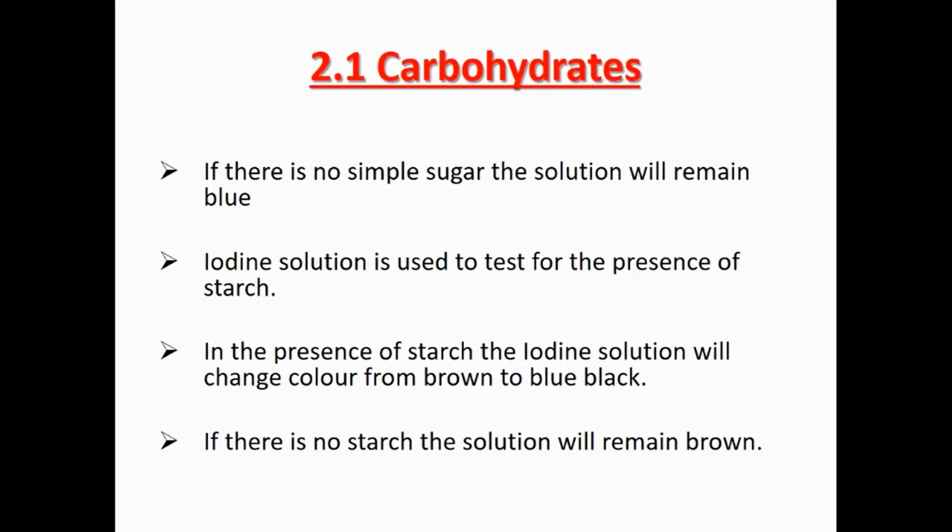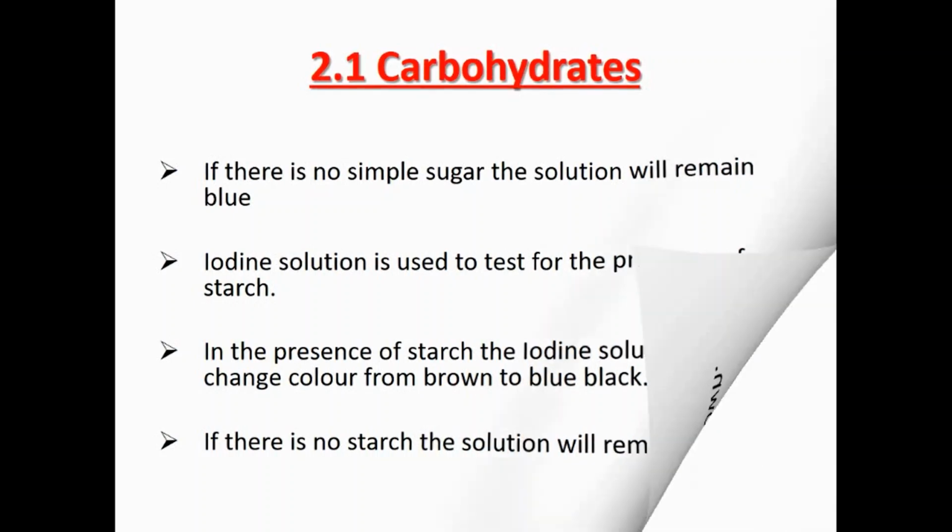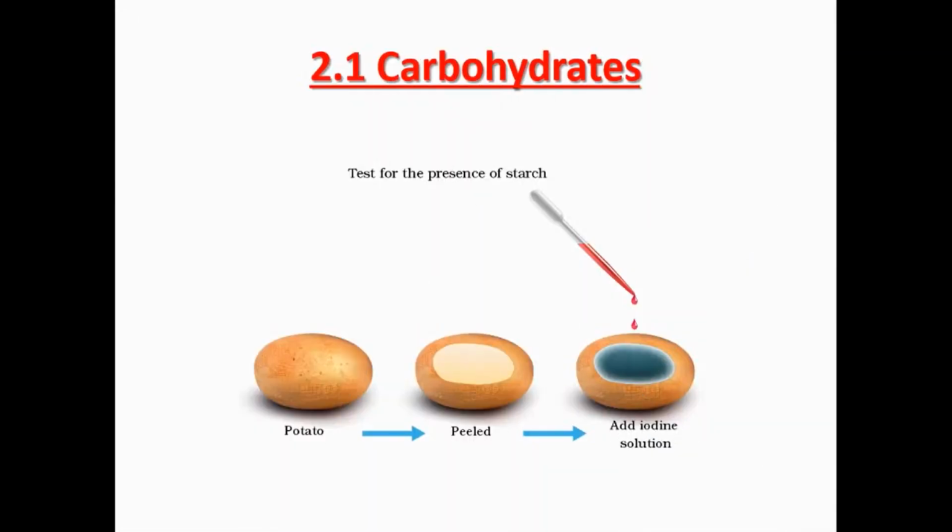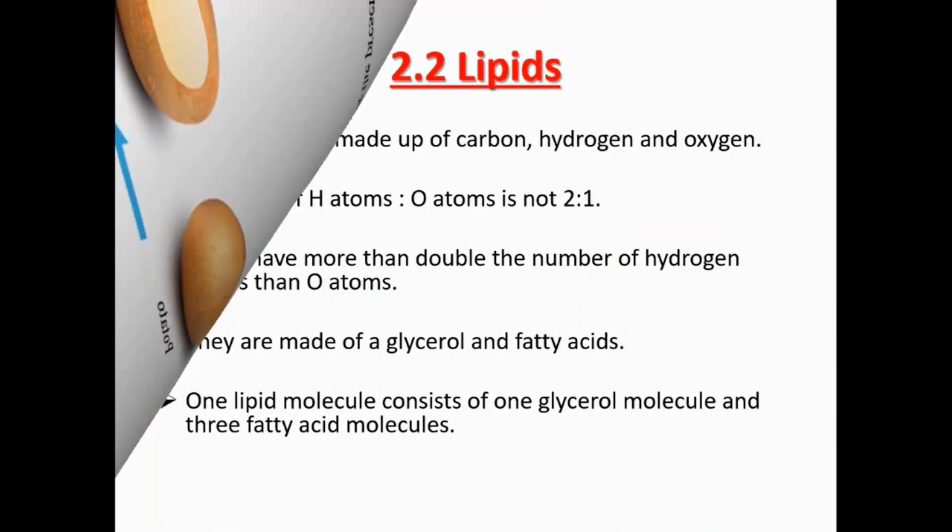Iodine solution is used to test for the presence of starch. In the presence of starch, the iodine solution will change color from brown to blue-black. If there is no starch, the solution will remain brown. Here is an example of a test for the presence of starch. A potato obviously has starch, so you peel it and drop a few drops of iodine, and there you see a color change to dark blue.